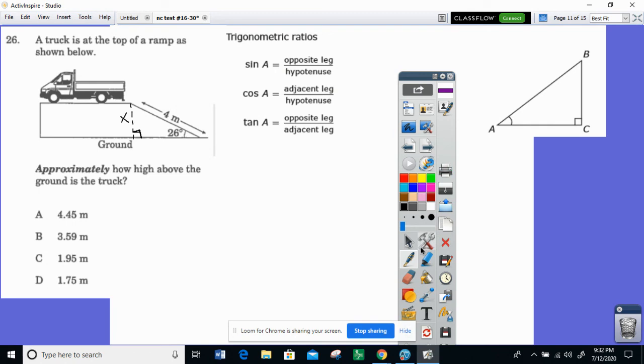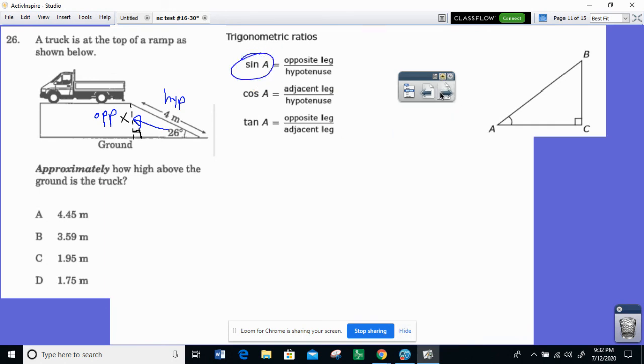Why is that? Well, we need to label our sides that we either know or we're looking for relative to this angle. So the reason I changed this from h to x is because I want to label this 4 meter length the hypotenuse. This side that we're looking for, the x, is opposite the 26-degree angle, so we want to use sine. And the equation that we're going to write is going to be the sine of 26 degrees equals x divided by 4.